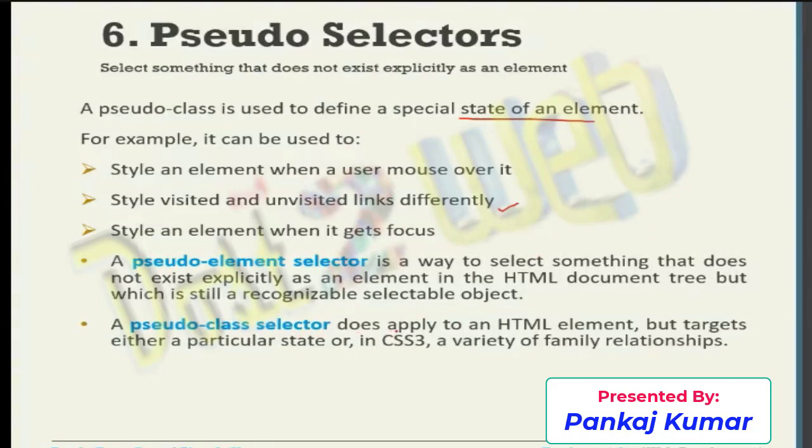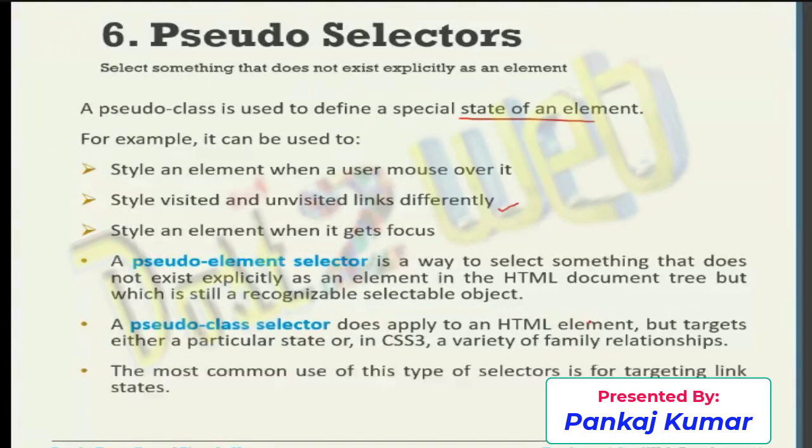A pseudo class selector does not apply to an HTML element, but it will target a particular state. You can use it in CSS3, along with a variety of family relationships in the HTML element. The most common use of this type of selector is for targeting link state, that means hyperlinks.